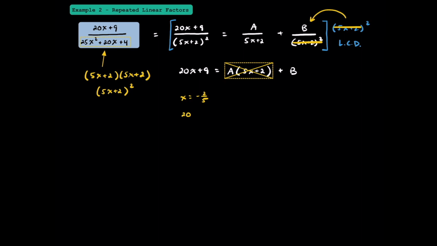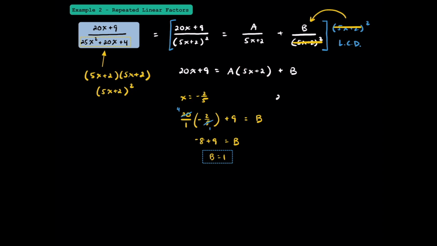In our equation, we'll be left with 20, which is 20 over 1, times negative 2/5, plus 9 is going to be equal to b. This 5 and 20 can cross cancel and make a 4 and a 1, and we'll be left with negative 8 plus 9 is equal to b. From this, we find out that b is equal to 1.